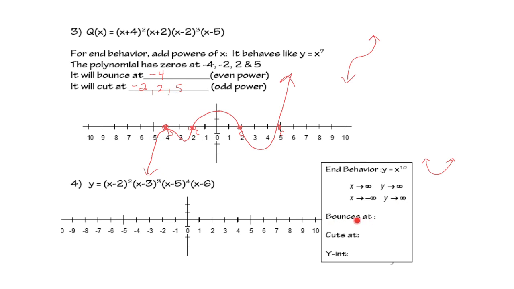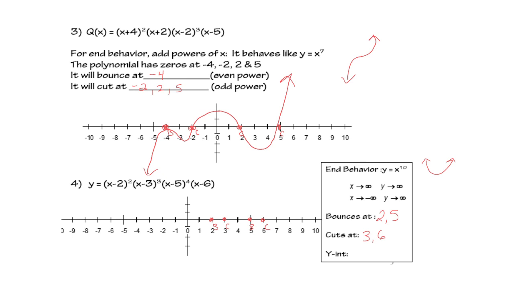Now, let's list which zeros we think it will bounce at and which it will cut at. Bounces are going to happen at all your even powers. So that's going to happen right here. That has a 0 of 2. And it's going to happen right here. That has a 0 of 5. So it's going to bounce at 2 and 5. And then it's going to cut at the other ones because those are odd powers, so at 3 and at 6. So I'm going to go ahead and plot those. 2 and 5 are both bounces. 3 and 6 are both cuts.